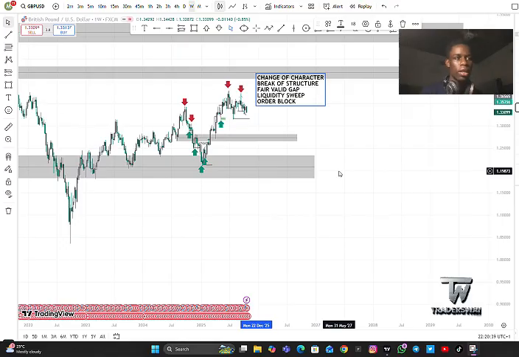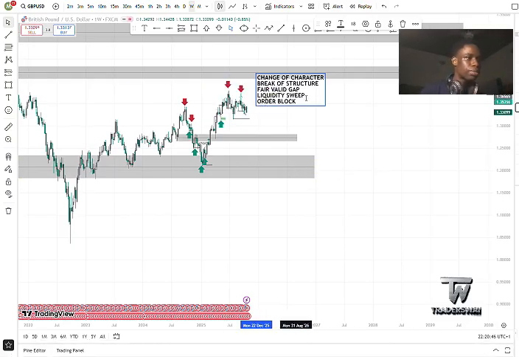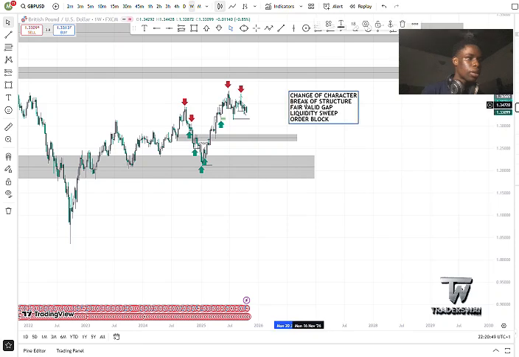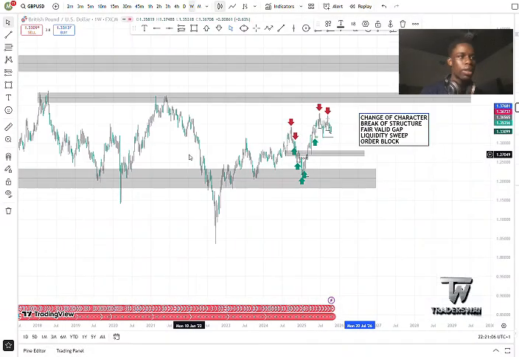Very easy and understandable. Here is our chart. You see, first, what are the things you need to look at when using the SMC strategy? You can see it here already. First, we look for a change of character, a break of structure, a fair value gap, a liquidity sweep, and order block. Very simple strategy. You don't need to draw lines everywhere on your chart before you know the direction of the market.